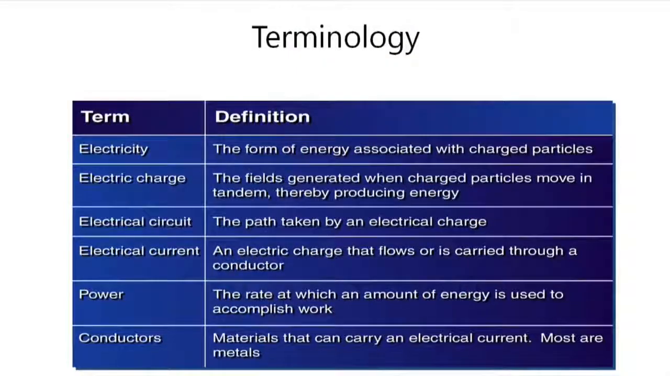An electric circuit is the path taken by the electrical charge. Where is that current going to go? That's the electrical path, in this case, a circuit. A circuit is the flow of electricity. It may go this way this time, it may go this way the next time, based on the decisions those chips are making. Electrical current is an electric charge that flows or is carried through a conductor. Whenever you have an electrical charge that's focused into an electrical conductor like a wire, that's electrical current.